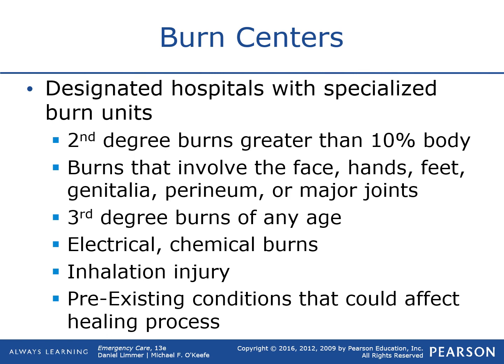So, patients that need to go to burn centers. First one is a second-degree burn that's greater than 10% of the body area. This is why we have to know our rule of nines. If it's over 10% of the body area, it's going to a burn center. Any burn that involves the face, hands, feet, genitalia, perineum, or major joints should be going to a burn center. Third-degree burns in any age group should be referred to a burn center. Electrical and chemical burns should go to a burn center. An inhalation injury, where the airway is burned, should be going to a burn center. And then patients who have a pre-existing condition that might affect the healing process, especially autoimmune diseases, should be referred to a burn center.